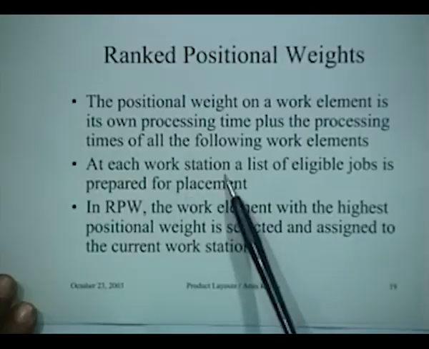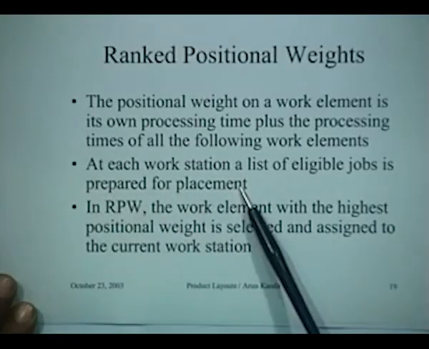So at each workstation, a list of eligible jobs is prepared for placement.